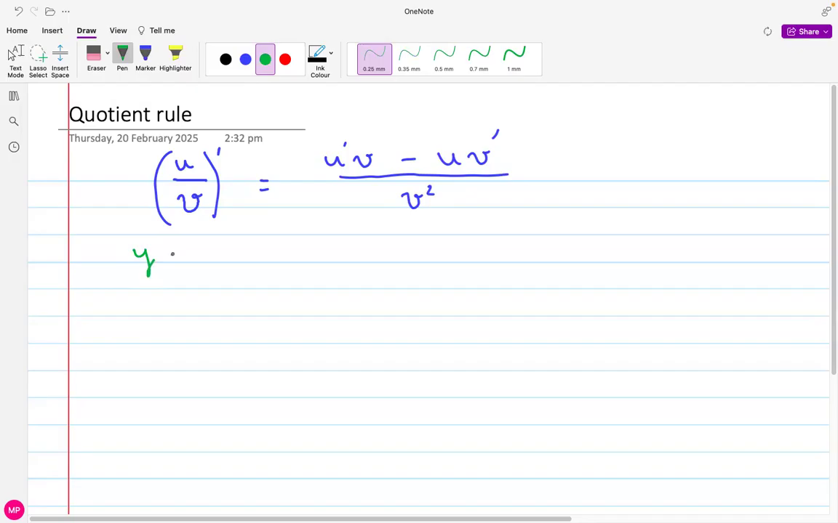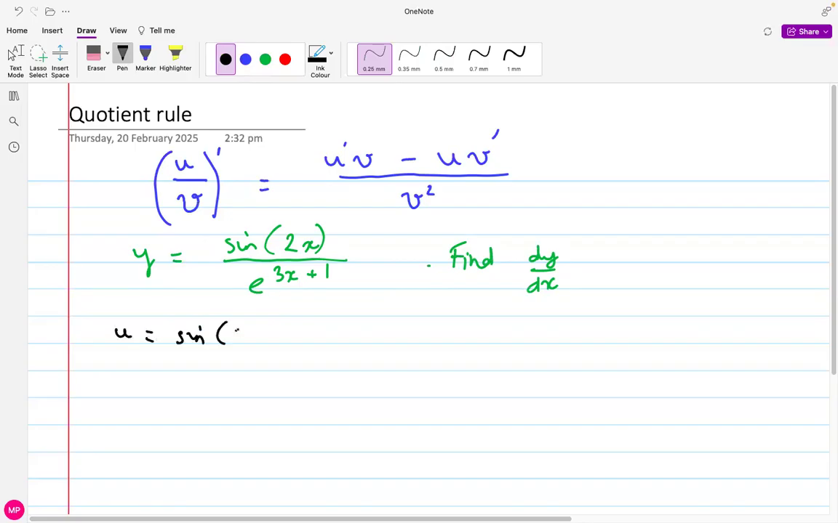Let's say I want to do sin of 2x divided by e to the power of, let's say, 3x plus 1, something like that. Now I can see this is u and this is v. The question asks you to find dy over dx. So you let u equal the top and v equal the bottom. u is sin of 2x, v is e to the power of 3x plus 1.